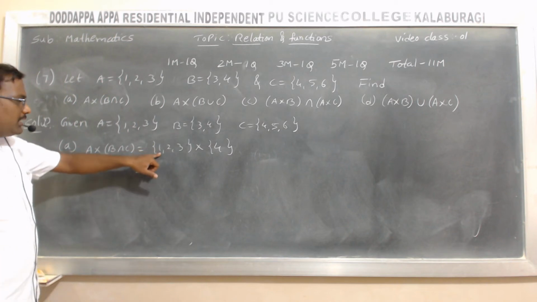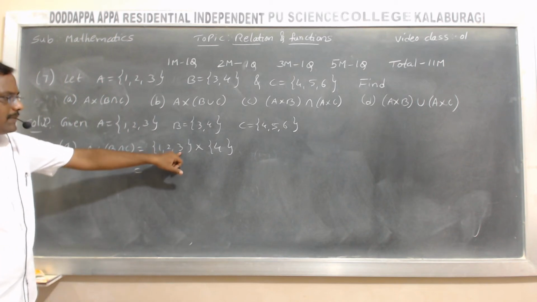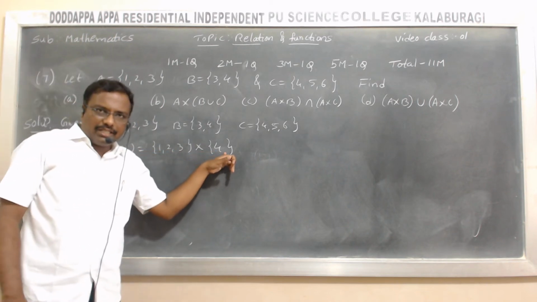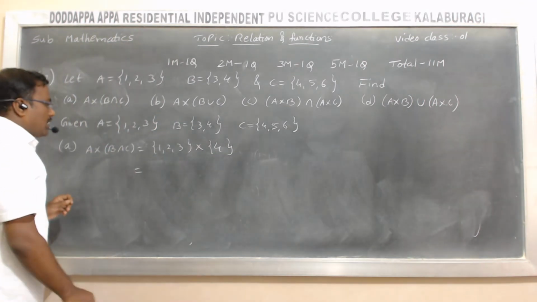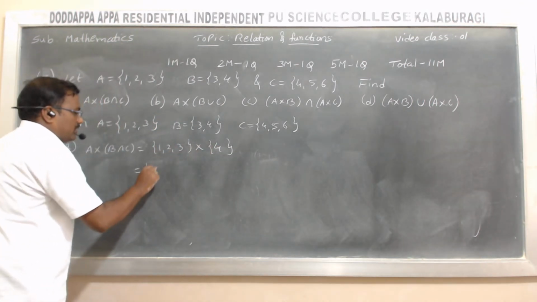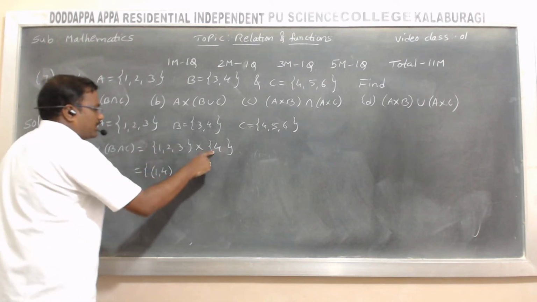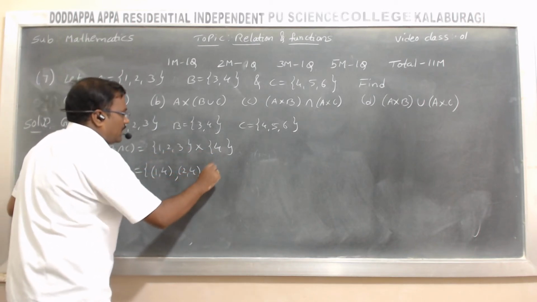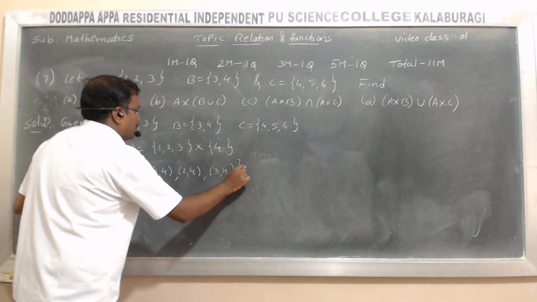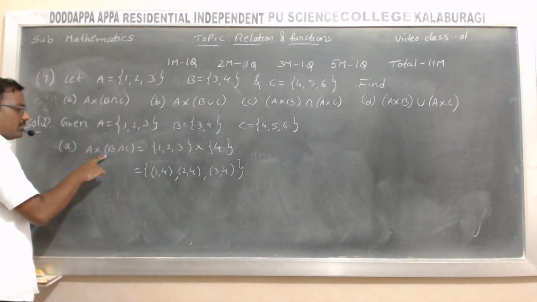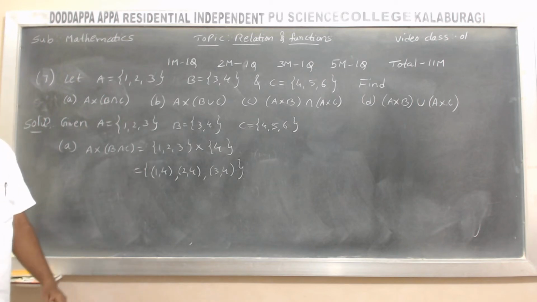Now, as usual, the method is the Cartesian product. Here the first element is 1, the second element is 2, the third element is 3. Here only one element is there, that is 4. So as usual, the Cartesian product: the first element is related to the element 4: (1, 4), next (2, 4), next (3, 4). So we get the answer for A cross (B intersection C).